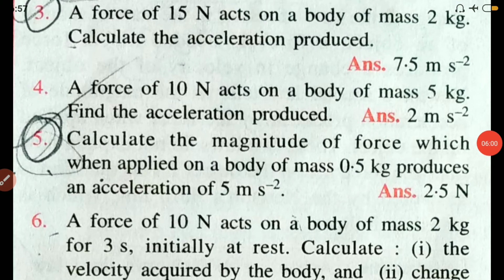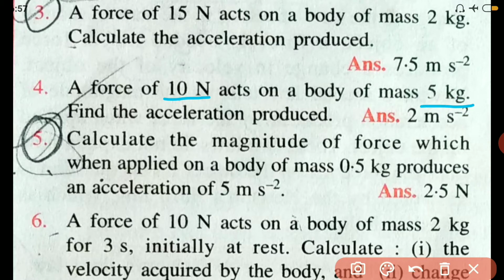Okay, coming to the question number 4, a force of 10 Newton acts on a body of mass 5 kg. Find the acceleration produced. That means it is same as number 3. So if you think you can do it, please do it by yourself. Pause the video and try to do it by yourself.